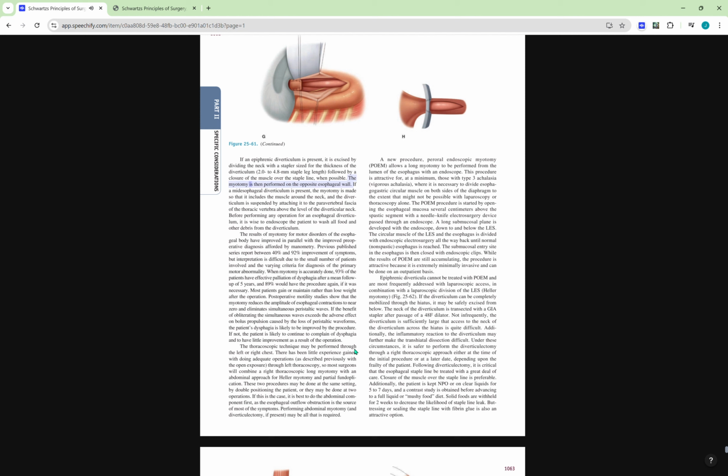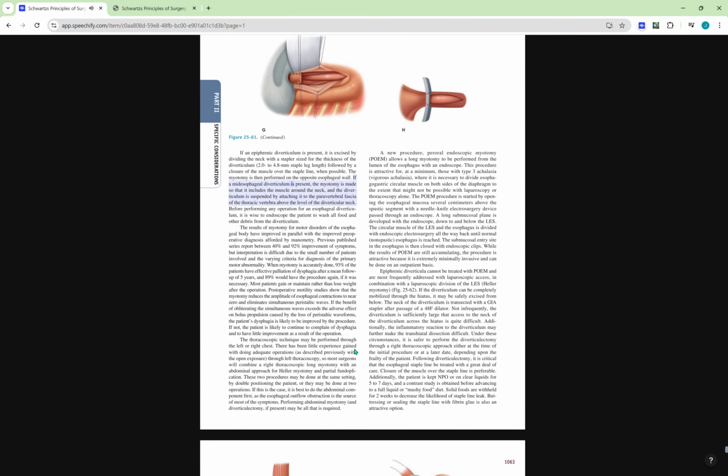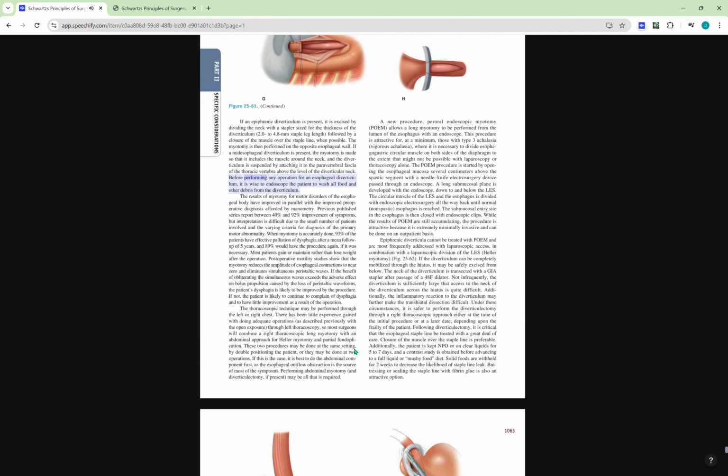The myotomy is then performed on the opposite esophageal wall. If a midesophageal diverticulum is present, the myotomy is made so that it includes the muscle around the neck, and the diverticulum is suspended by attaching it to the paravertebral fascia of the thoracic vertebra above the level of the diverticular neck. Before performing any operation for an esophageal diverticulum, it is wise to endoscope the patient to wash all food and other debris from the diverticulum.